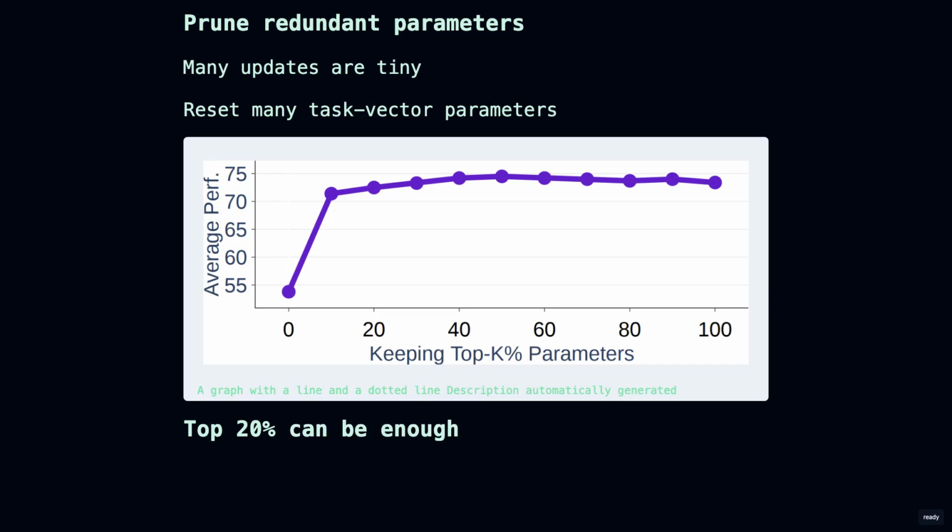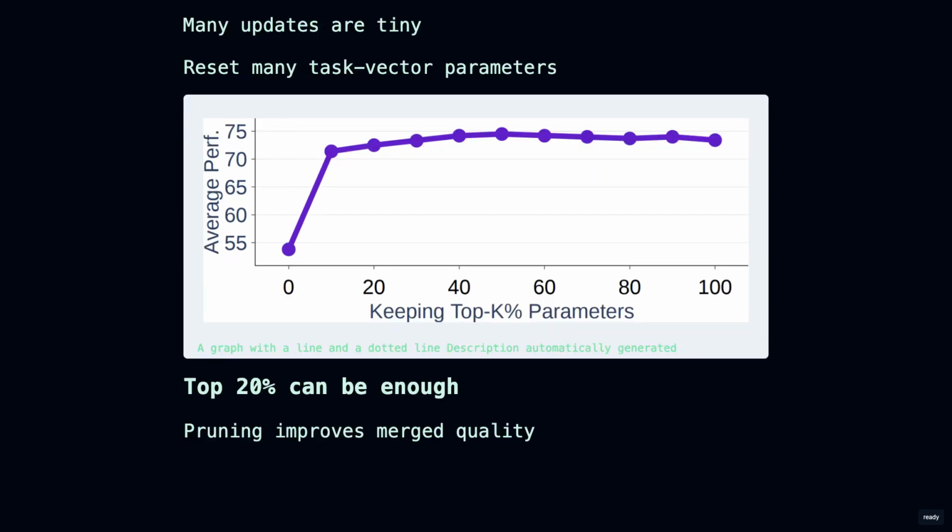The key takeaway from the figure is that a small subset of task vector parameters can preserve most of the quality. That is exactly why pruning is such a useful step before merging. Those redundant parameters may be harmless in one model, but they can cause interference once several task vectors are combined. Methods like TIES and DARE prune first, then merge, and that often produces a better final model.